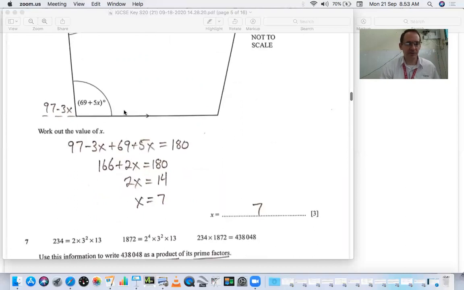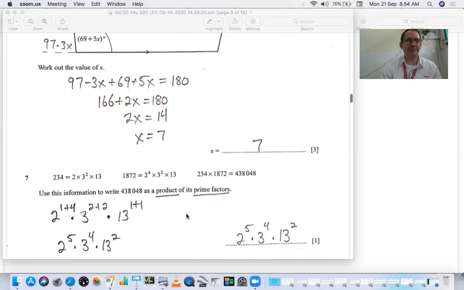And these 2 create a straight line, meaning they add up to 180. In other words, they're supplementary. So make that into an equation equal to 180. Solve for x, x equals 7.